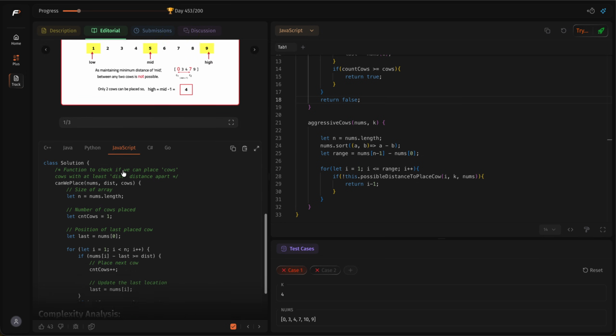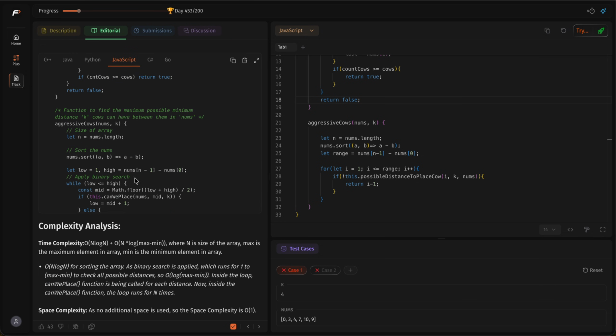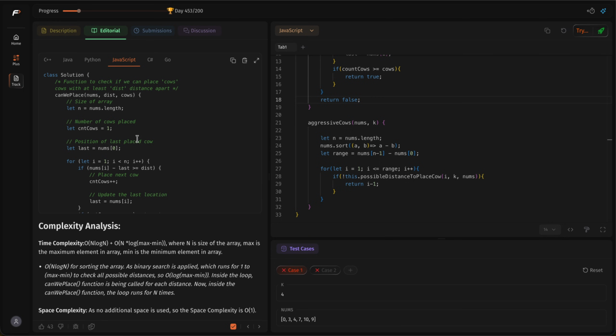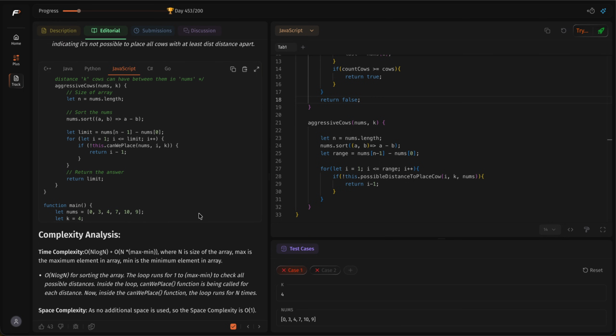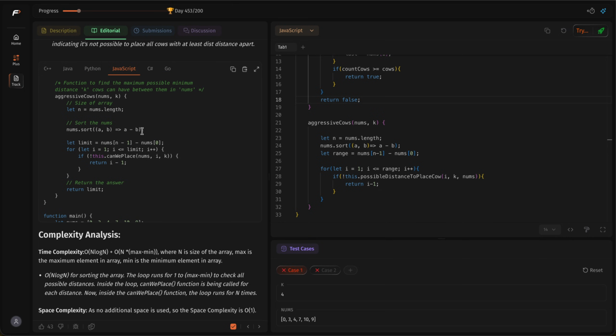Let's see the solution here first. What have we done wrong? Let's go to the linear search. Over here we have done the same thing, sorted the array, took a range also, and gave this also 1 to limit. If not possible, return -1. Why return limit? Return answer.